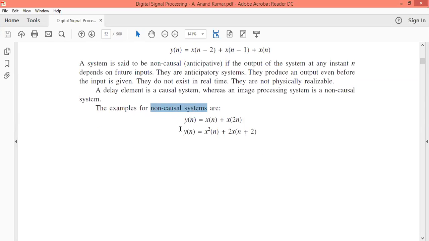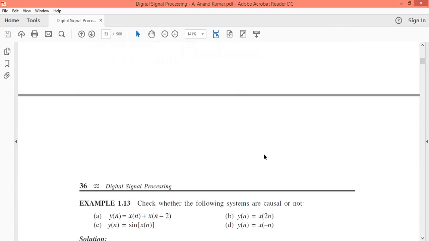See this example also: y of 0 is equal to x square of 0 plus 2x of 2. What is x of 2? x of 2 is nothing but a future input value. So this system is a non-causal system.